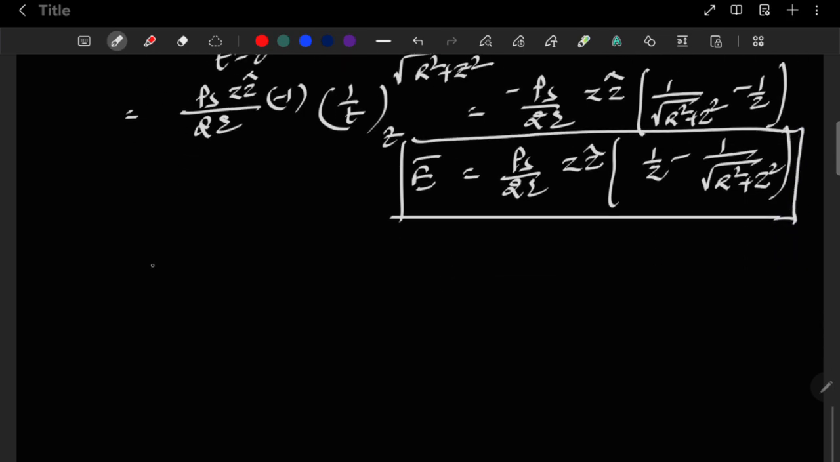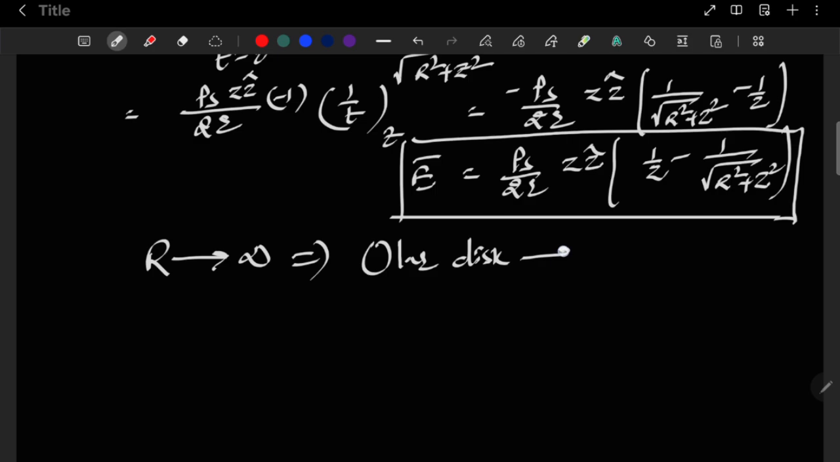As I said earlier, when R becomes infinity, the circular disk will become an infinite sheet.